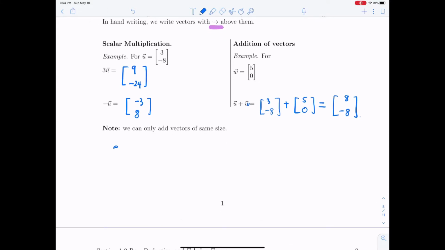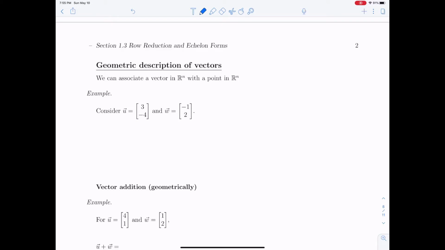So for example, this is actually a non-example. We cannot add, say, the vector 3, 8 and the vector 1, 0, 4. This certainly doesn't make any sense because this is a 2 by 1 matrix and this is a 3 by 1 matrix. So geometrically, we can associate a vector in Rn with a point.